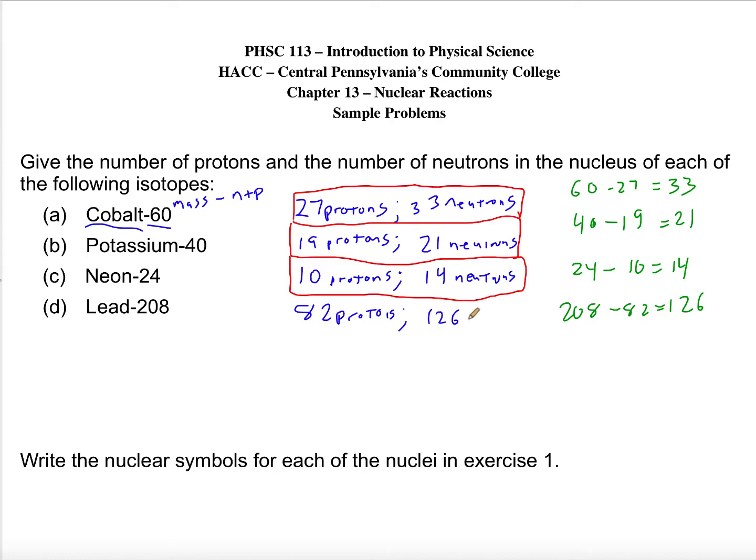So 126 neutrons, and that finishes up problem 1, and those would be your answers there. Just as always, I'm reminding you to explain how you got your answer. So don't just write them down like this. Give me at least some explanation for one of them, telling me how you got that answer.